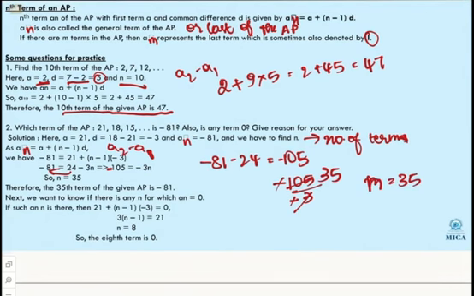Next, we want to know if there is any n for which an is equal to 0. If such an n is there, then 21 plus n minus 1 into minus 3 must be equal to 0. So here, if we shift 21 to RHS, it will come as 3 into n minus 1 is equal to 21. So n becomes 8. So the 8th term is 0.